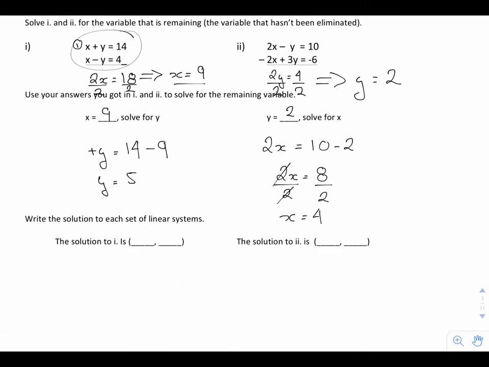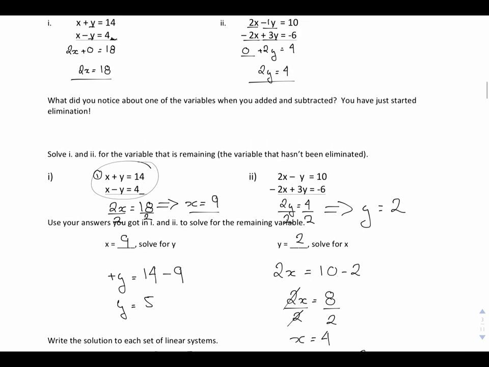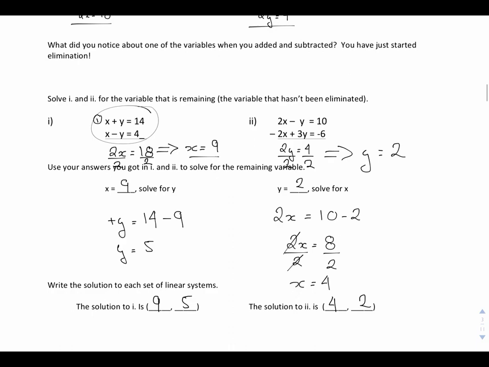So there we have it. The solution to the first one, our x value is 9, the y value is 5. The solution to the second one, the x value is 4, and the y value is 2. And all of this here is known as solving a system of linear equations using the process of elimination.